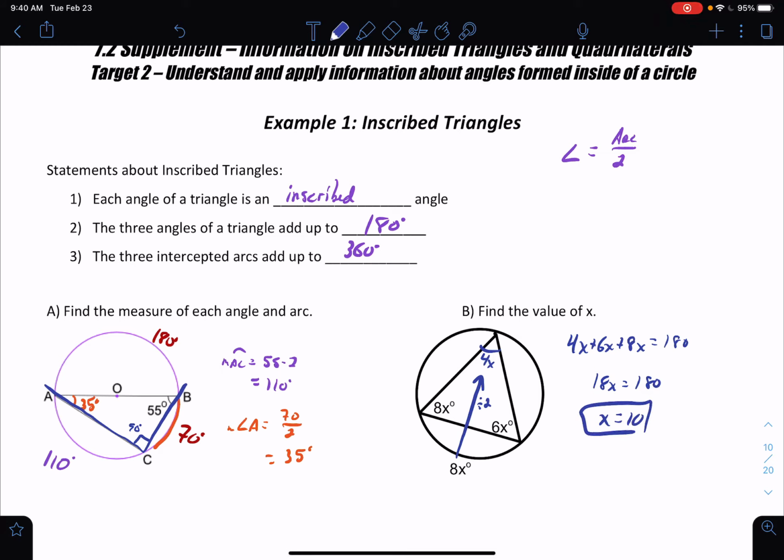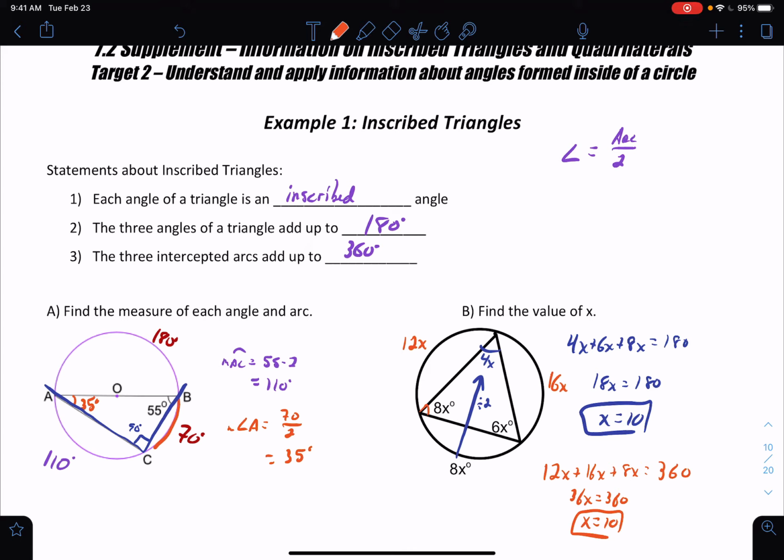The other way is to deal with the arcs. So if this angle here is 8x, if I extend these chords out, that means that this arc is going to be 16x. Similarly, if I extend the 6x angle out, this arc is going to be 12x. Got to double it. So I've got the three arcs now. I've got 12x plus 16x plus 8x equals 360, because all three arcs have to be 360. So I'll get 36x equals 360, so x equals 10. It does not matter which way. Both are sound math ways to solve for x.